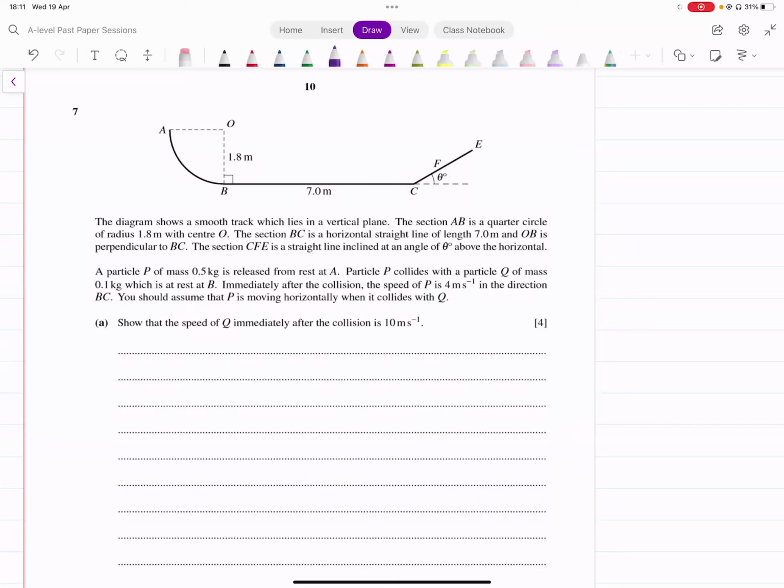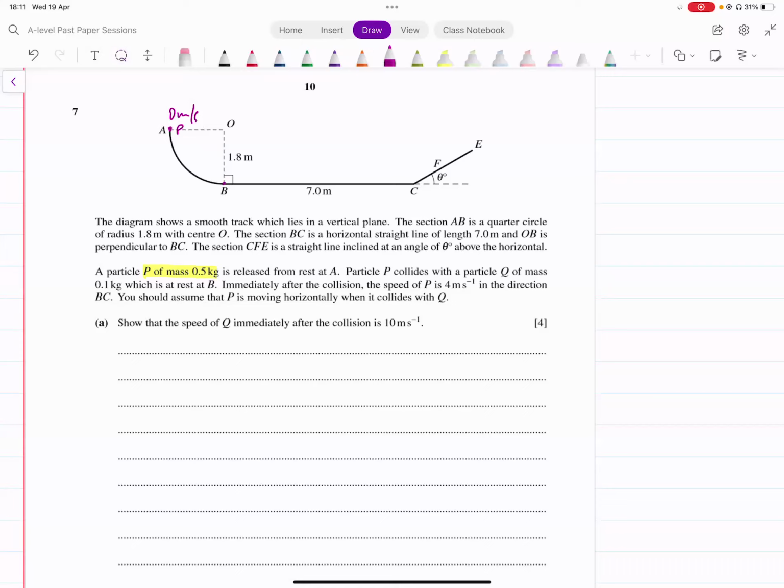Particle P of mass 0.5 kg is released from rest at A. Released from rest, what is its initial velocity? 0 meters per second. And particle P collides with the particle Q of 0.1 kg, which is at rest at B. So here this particle P was at the top.